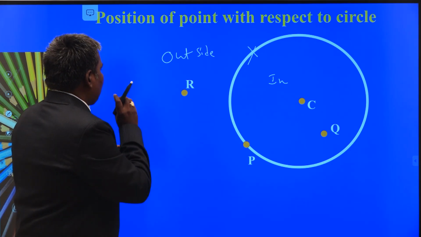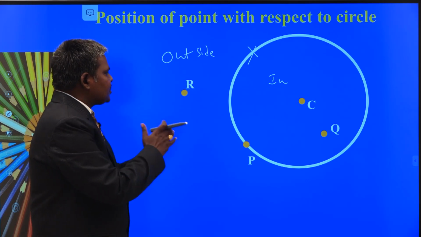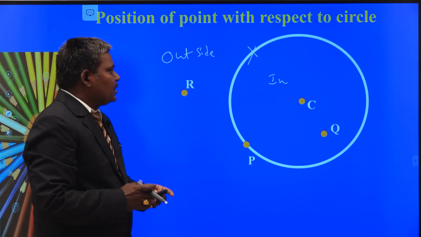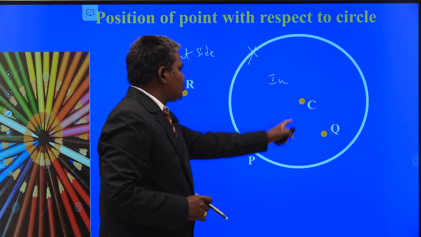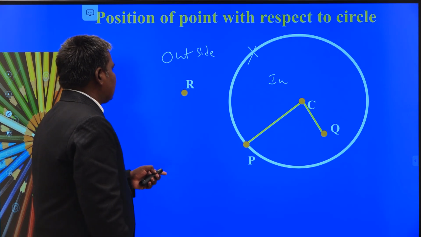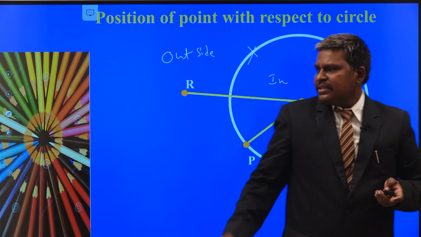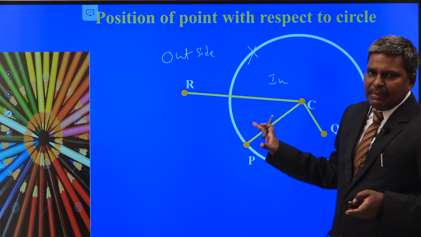Now, suppose a point and a circle are given to you. How do we distinguish whether the point is outside, on, or inside the circle? See, I am joining these 3 points to the center. This is one distance, this is another distance, this is the third distance. Now you can easily say that these 3 distances are compared with the radius.